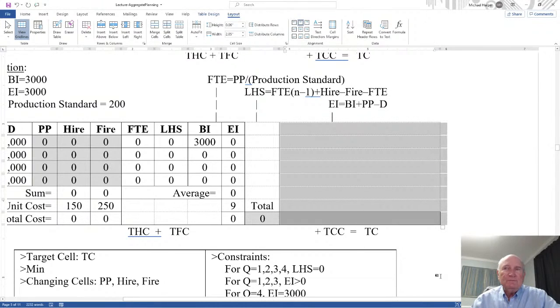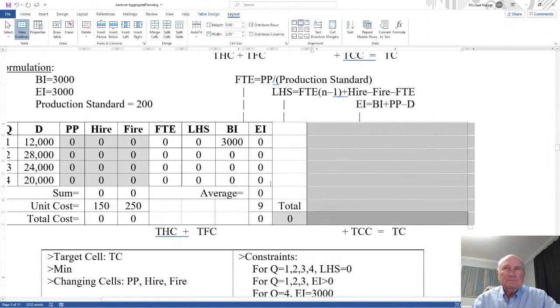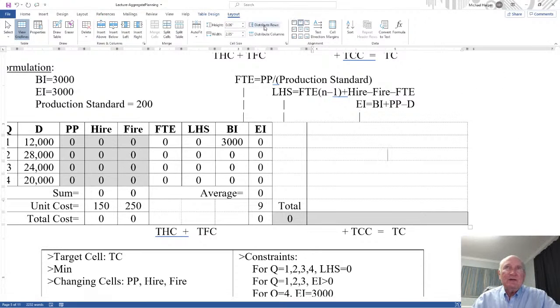Okay, let's look at quarter 2, the second quarter. In the second quarter, my FTE in quarter 2 will equal my FTE in quarter 1 plus what I hire in quarter 2 minus what I fire in quarter 2. In other words, whatever FTE I have right here, that's my FTE2, that's going to equal my FTE1 plus what I'm hiring in 2 minus what I'm firing.